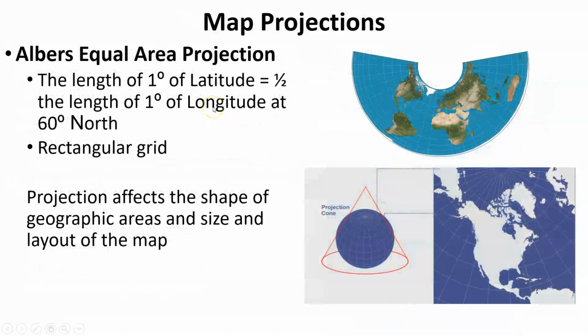The Albers equal area projection also has a length of 1 degree of latitude. Within the Albers equal area projection, 1 degree of latitude equals half the length of 1 degree of longitude, 60 degrees north. So that's closer to the North Pole than the equator. And we also have a rectangular grid. A rectangular grid is also often referred to as a graticule. In fact, graticule is the most common name for it. And so projections affect the shape of the geographic area and size layout of the map as well.